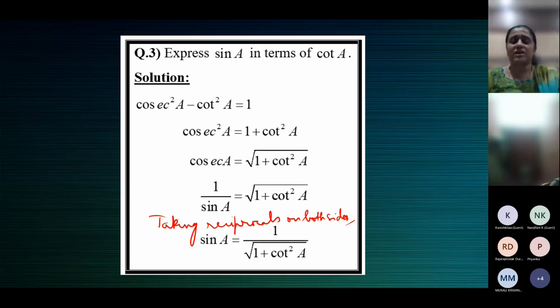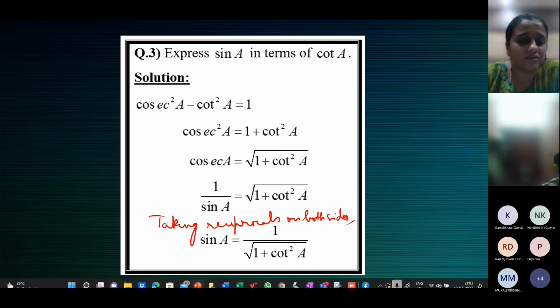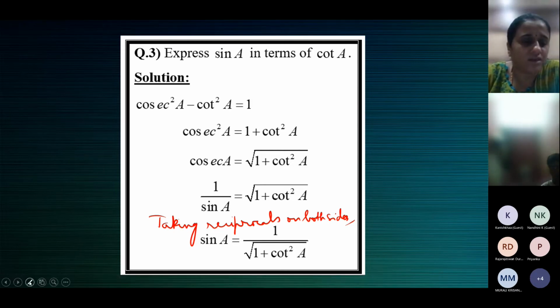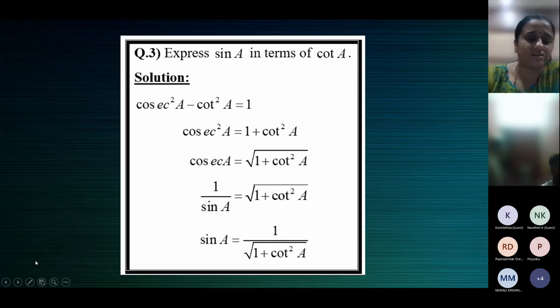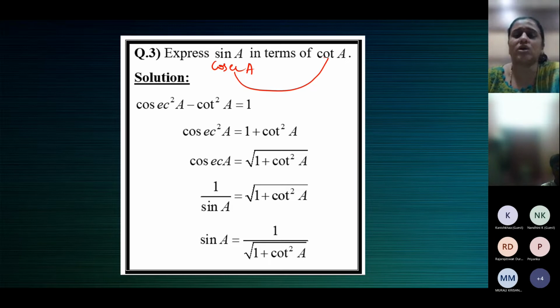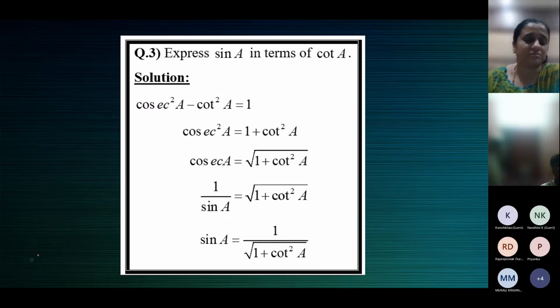All right, so what is the idea you take away from this answer? When you have to write sine A in terms of cot A, you can also write cosecant A in terms of cot A. Now, how do we actually go about this answer? We connect cosecant A and cot A through this identity. And then we proceed.